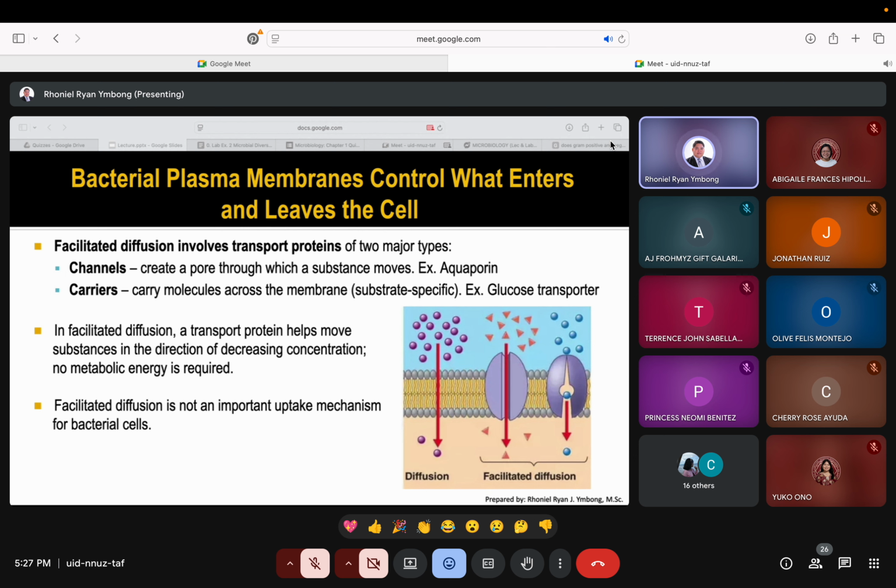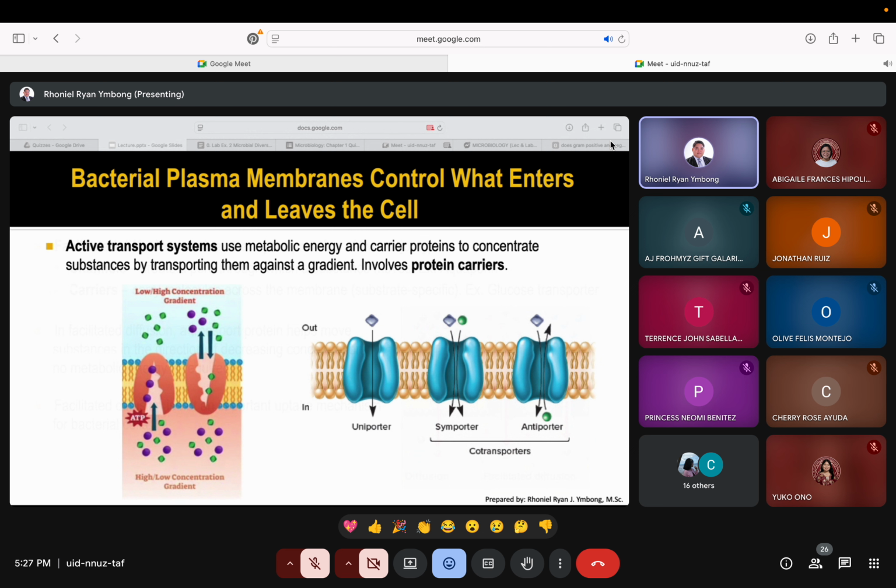Also, in facilitated diffusion, a transport protein will help move substances in the direction of decreasing concentration. No metabolic energy is required. And facilitated diffusion, as I've said, is not an important uptake mechanism for your bacterial cells because the uptake of nutrients from the environment is highly specific for your bacterial cell. What is being used by your bacterial cell in terms of acquiring nutrients from the environment is mostly in the form of active transport.